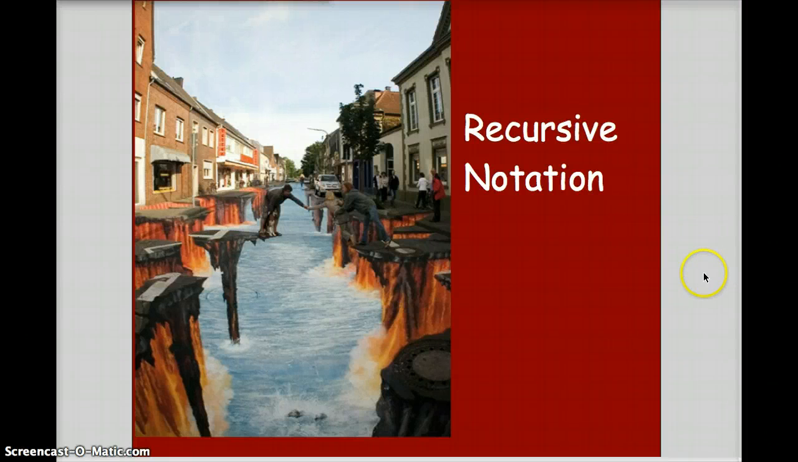Recursive notation. For these notes, we've got a cool picture by a sidewalk chalk artist, and he's literally covered the entire street with his sidewalk art that looks like the world is in an apocalyptic state. Here you can see some different manhole covers that he's left in place, but here you can see one that he's completely covered over. And these people are just standing on a regular street, reaching across like the world is falling beneath them.